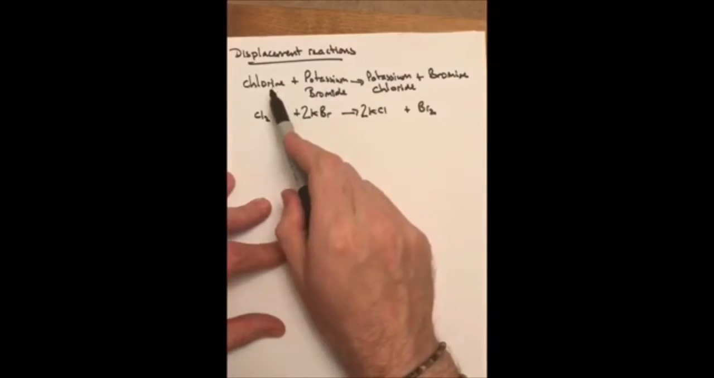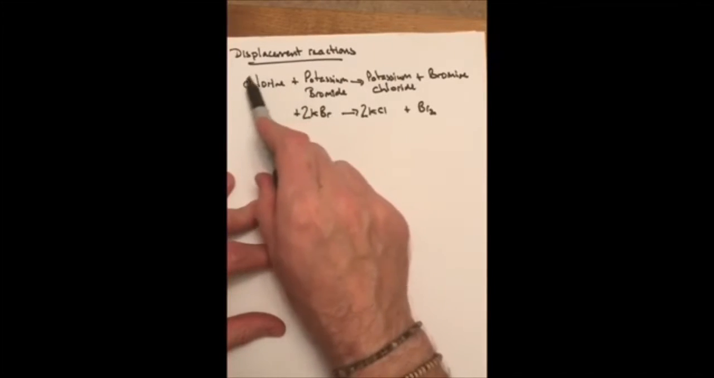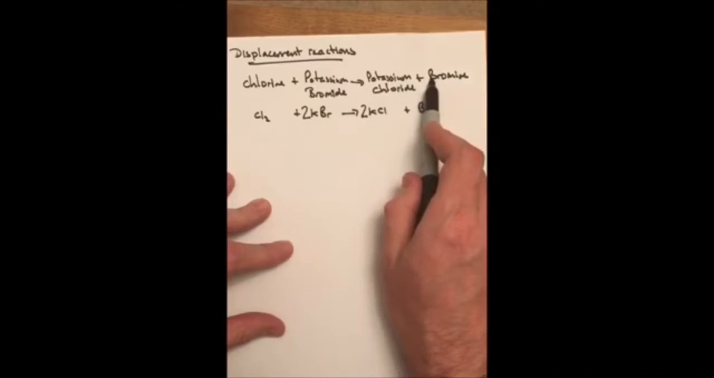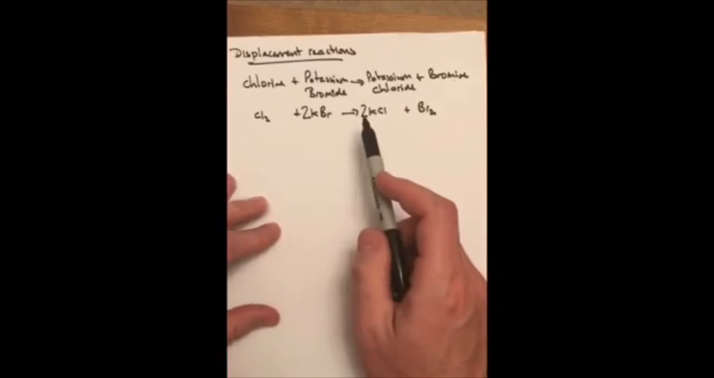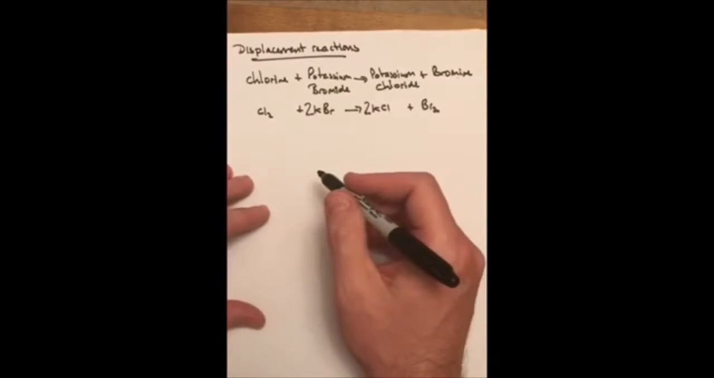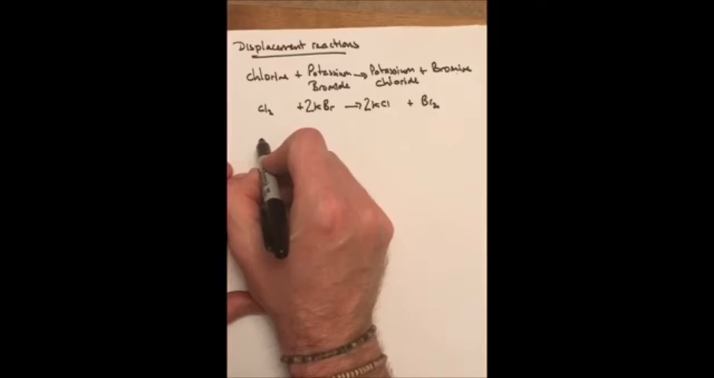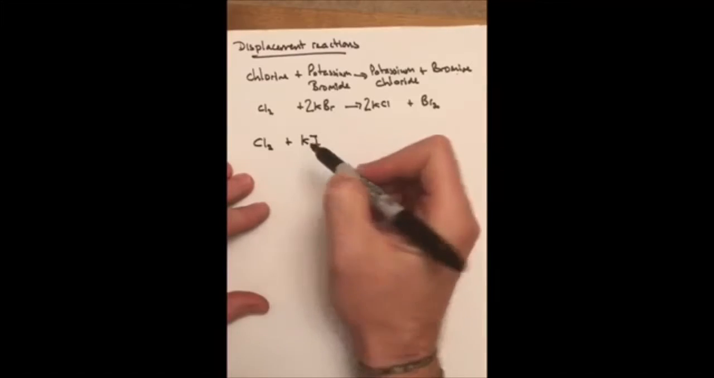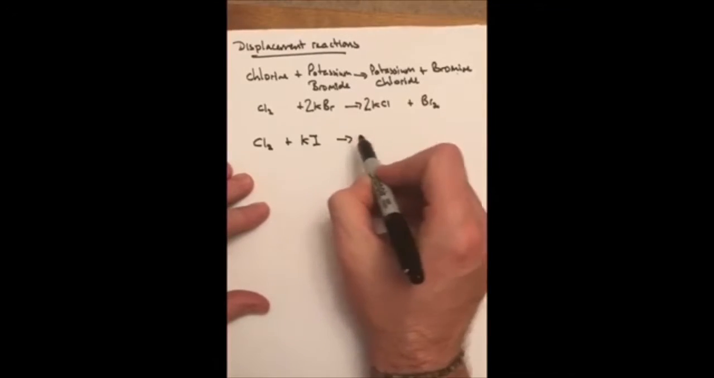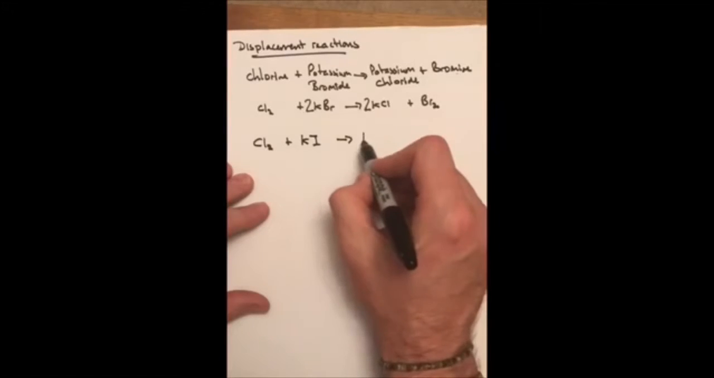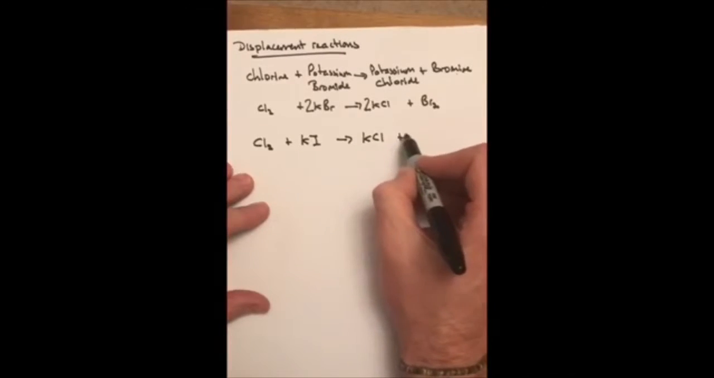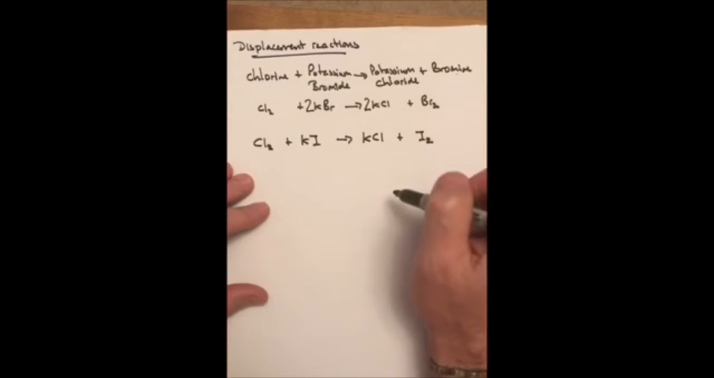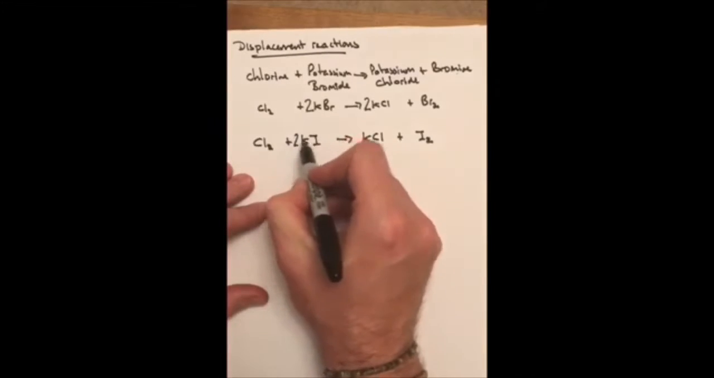So just to remind ourselves, this is displacement because this is a more reactive element, and it's pushing out the bromide from here to leave the bromine on its own, and then the potassium chloride has formed a new compound. Let's do another quick example, just in symbols. We've got the chlorine again, this time with potassium iodide, KI. What's going to happen is the chlorine is more reactive, so we're going to form KCl. It's going to be displaced, and that's going to push out the iodide ion to form iodine. Again, we've got to balance it, so 2 and 2.